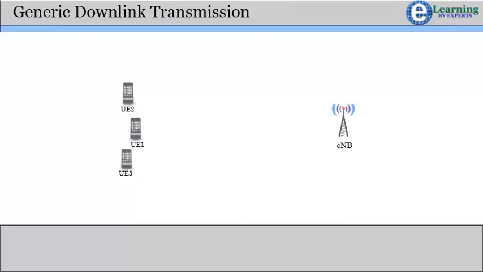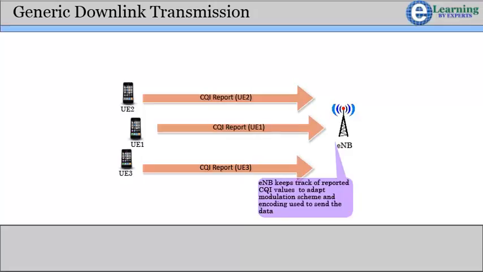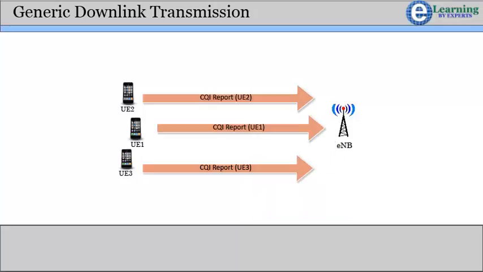Information about the downlink channel conditions is provided by the UE via channel quality reports called Channel Quality Indication, CQI. As discussed earlier, CQI reports are based on the measurements of downlink reference signals. The scheduler in the ENB keeps track of reported CQI values for all mobiles which are RRC connected. Based upon the CQI feedback, the ENB scheduler can adapt the modulation scheme and encoding used to send the data.